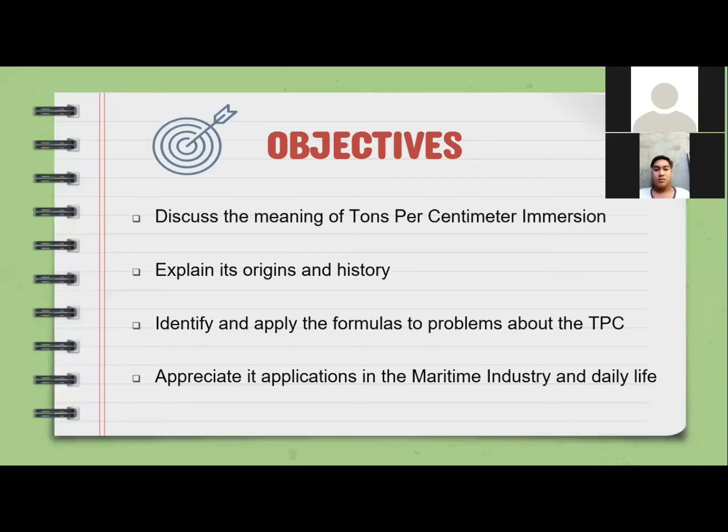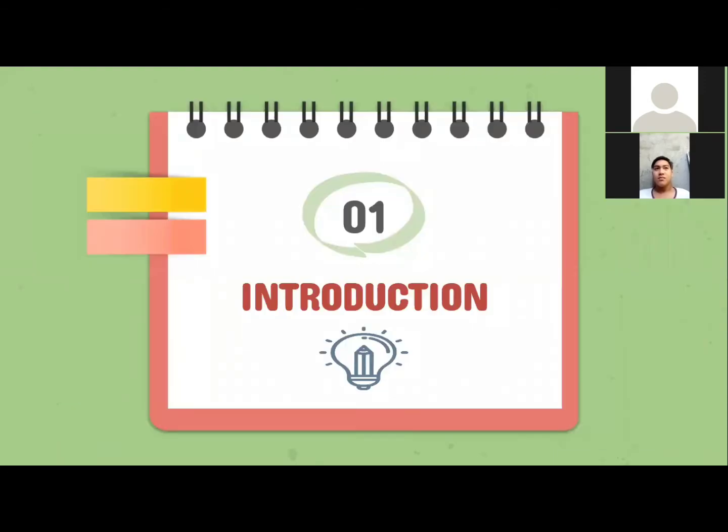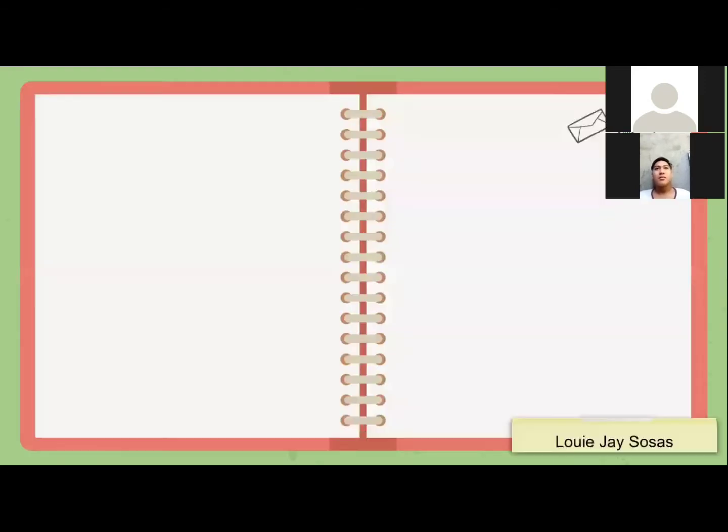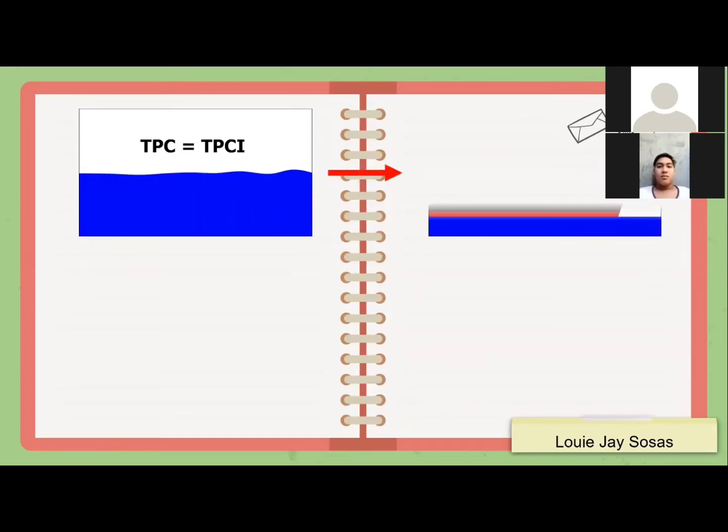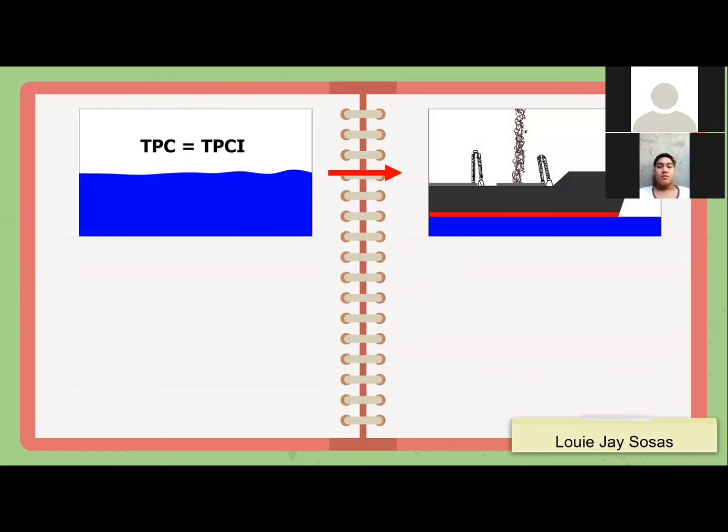Next slide, please. So at this juncture, I will be tackling the introduction. In this illustration, as you can see, I will explain a very important and useful hydrostatic parameter of the ship's hull, which is called TPC, the abbreviation for tons per centimeter. You may also see the abbreviation TPCI, short for tons per centimeter immersion. Both TPC and TPCI are just the same.